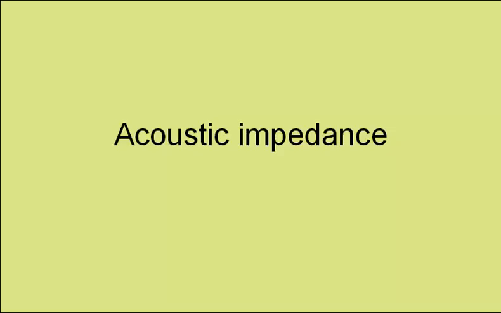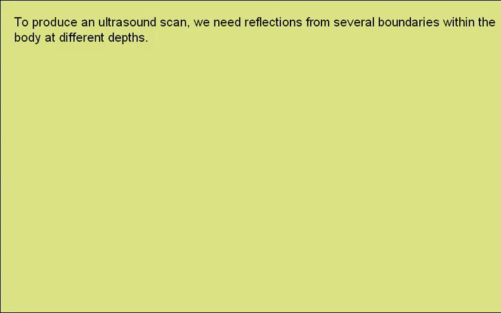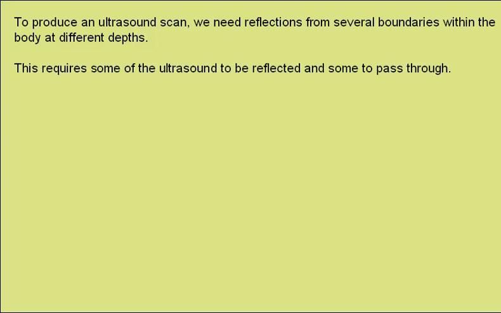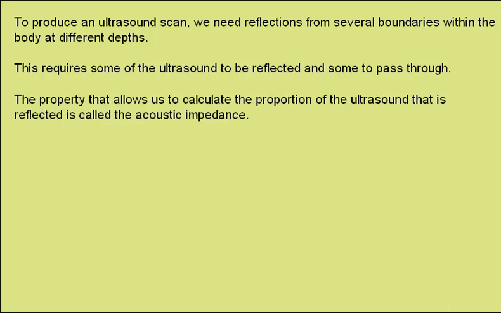Acoustic impedance. To produce an ultrasound scan, we need reflections from several boundaries within the body at different depths. This requires some of the ultrasound to be reflected at a boundary and some to pass through that boundary. The property that allows us to calculate the proportion of the ultrasound that is reflected is called the acoustic impedance.